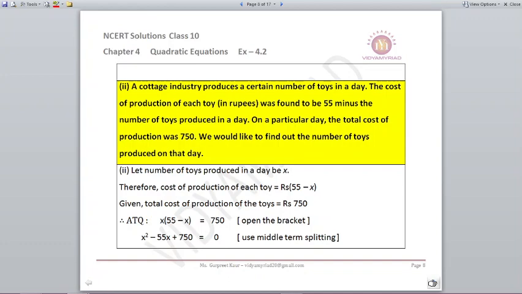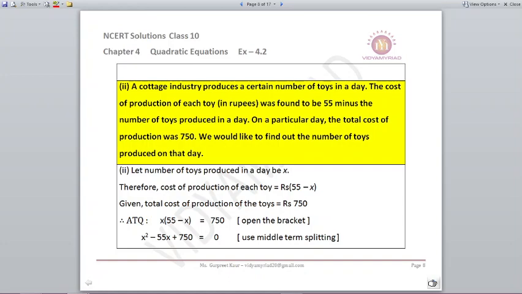So what is the equation formed? The number of toys produced, x, will be multiplied by the cost of production of each toy, and that will be equal to the total cost of production. So x multiplied by (55 minus x) is equal to 750.